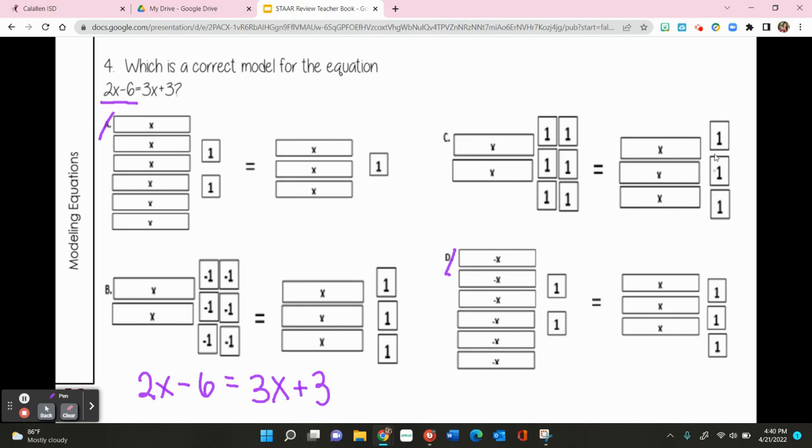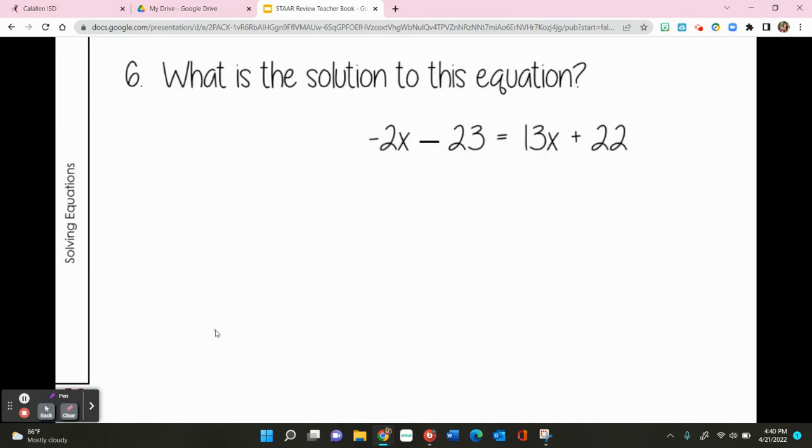However, let's look at C. Let's just double check. On C, I have 1, 2 x's, so this is 2x, plus 1, 2, 3, 4, 5, 6 ones, so plus 6, equals 1, 2, 3 x's, plus 1, 2, 3 ones, so plus 3. The one that's going to correctly model this equation, which is 2x minus 6 equals 3x plus 3, is B. C could have been eliminated because it has a positive 6, and we're supposed to be subtracting 6, so it should have been negative.